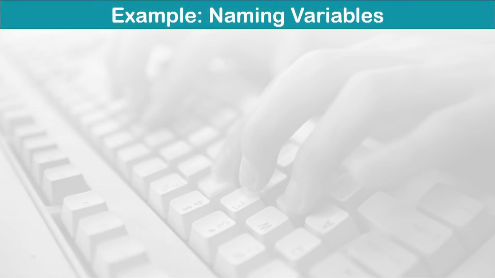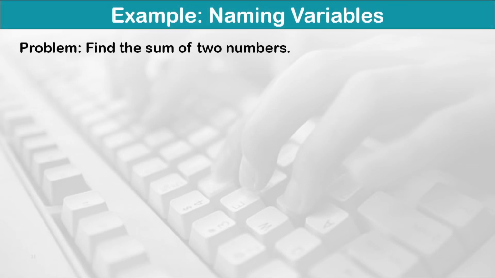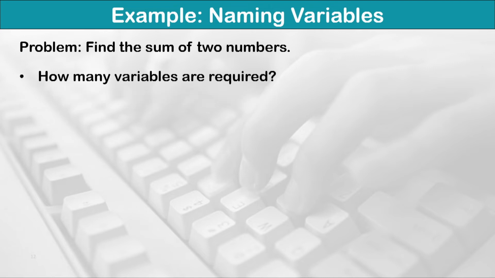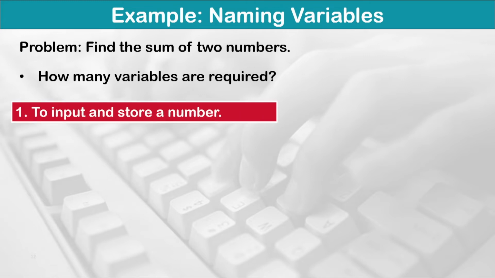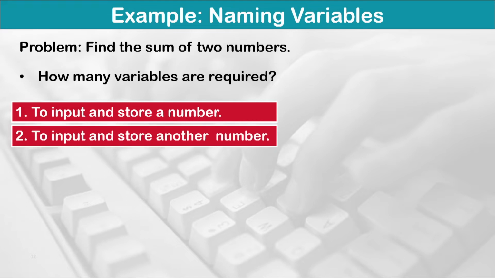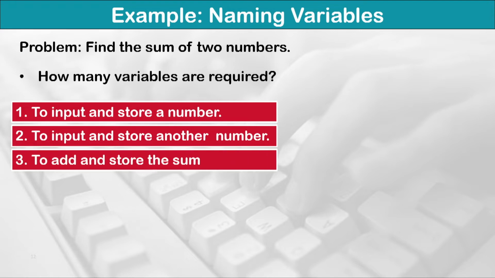Let us see an example on naming variables. The problem is finding the sum of two numbers. How many variables are required? We will need a variable to first input and store a number. We will need another variable to input and store the second number. We will need one more variable to add and store the sum of the numbers. 3 variables in all. Think of possible names for variables.